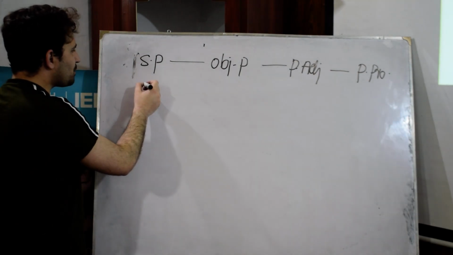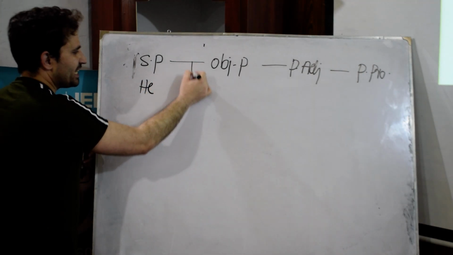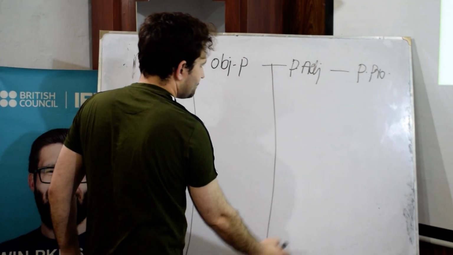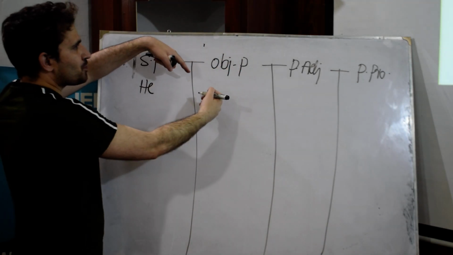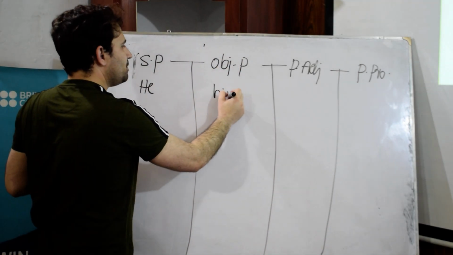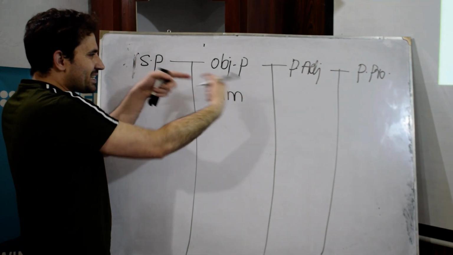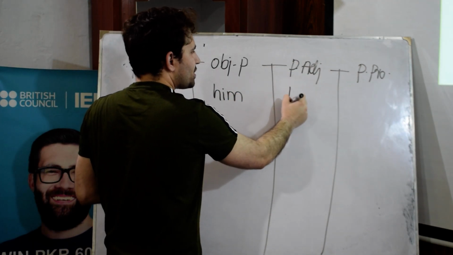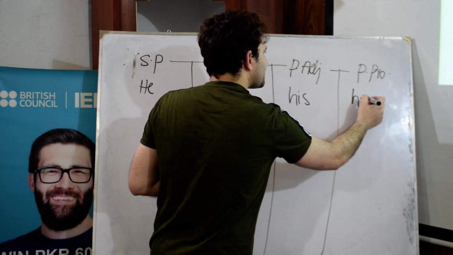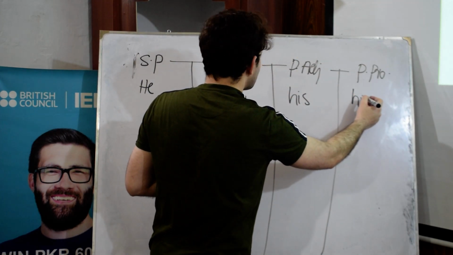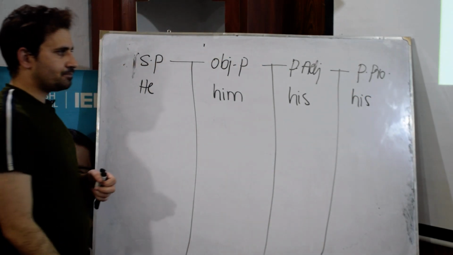Number one, subject pronoun. For example, we have he. He is a subject pronoun, so it has an object pronoun, and that is called what? Him. It has a possessive adjective, that is called his. In possessive pronoun, we call it again his.